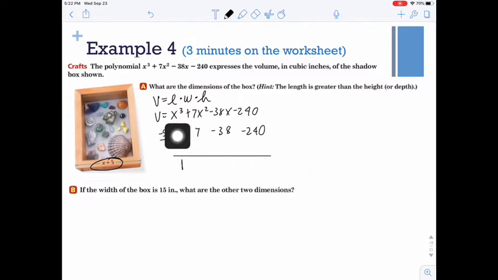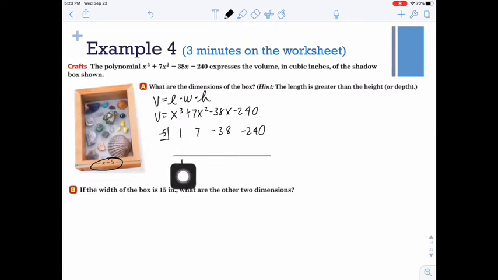So with synthetic division again, we have x cubed has a 1 in front, 7x squared has a 7, negative 38x has a negative 38, and negative 240 is our constant. Notice we went x cubed, x squared, x, and then the constant. Nothing was missing. If you were missing one, you would just put a 0 in that space.